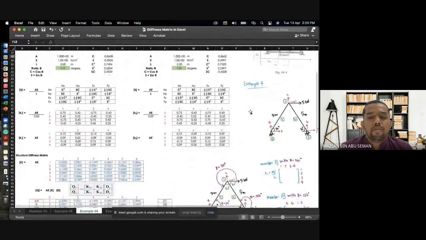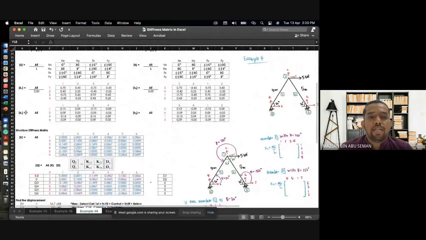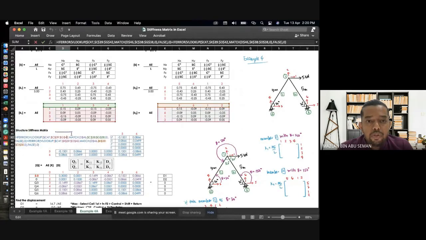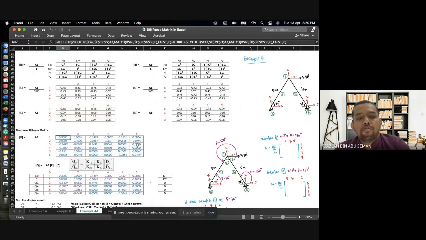Then once you are done with member stiffness K1 and K2, you have to combine them to get the structure stiffness matrix. All right, here is the tricky part. To learn to put this formula, you can Google it, a lot of information on how to put a formula to combine matrix 1 and matrix 2. Then Excel can automatically arrange this answer for you.